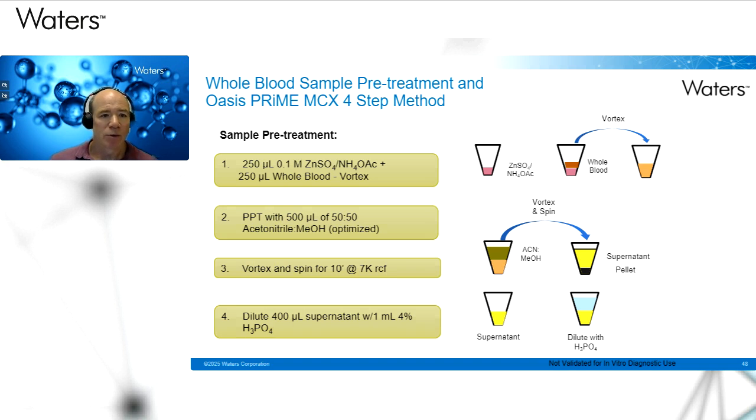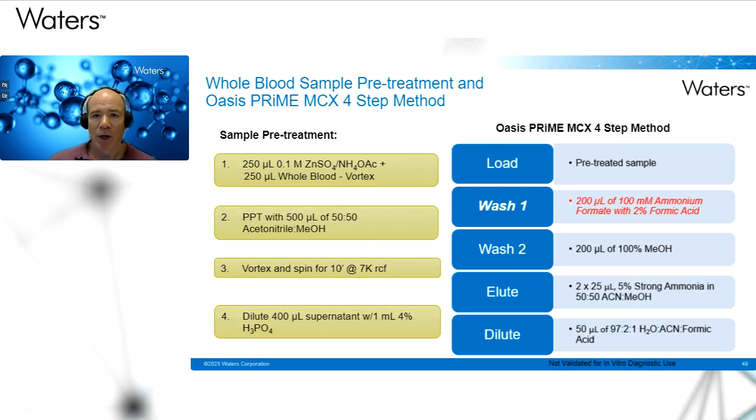You'll notice in this case, we're just using a 1-to-1 precipitation. We don't worry about protein binding with fentanyl and its related compounds, but we do want to clean up the sample. After the pretreatment, we used Oasis Prime MCX. We loaded the sample. As you can see, our wash is a little different. The protocol for this is to use ammonium formate with formic acid. This allows us to wash away the residual phospholipids in the sample as well. With that second wash, again, the elution is straightforward, ammonia with acetonitrile methanol, and then the similar dilution.